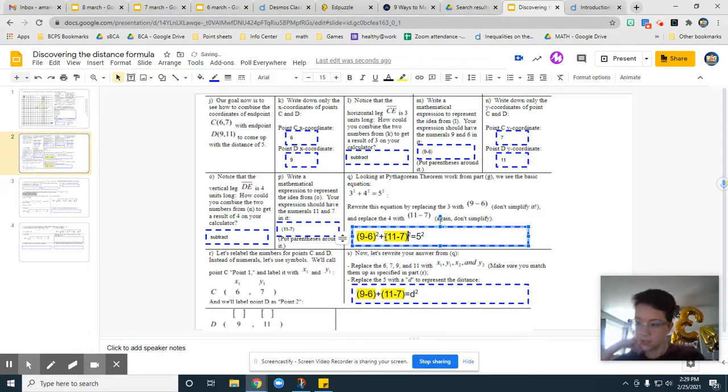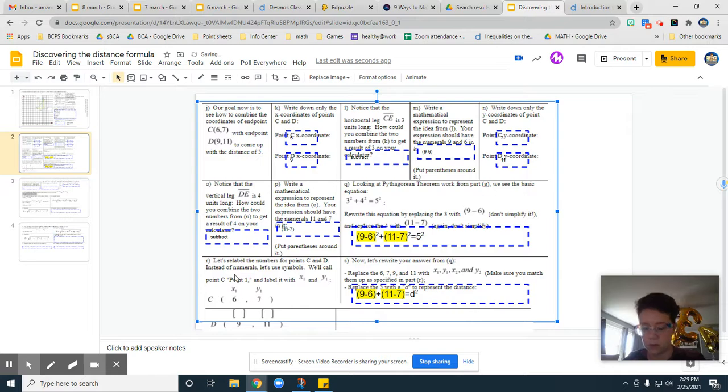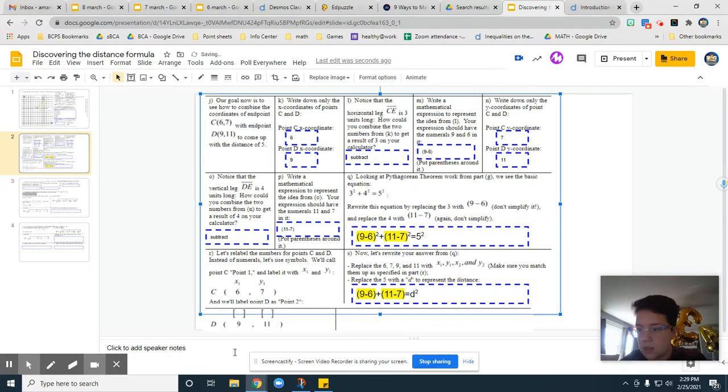Okay. Let's relabel the numbers for points C and D. Instead of numerals, let's use symbols. We'll call point C point 1 and label it with x1 and y1. So we've got x1 and y1. And then we'll label point D as point 2. This would become x2 and y2.